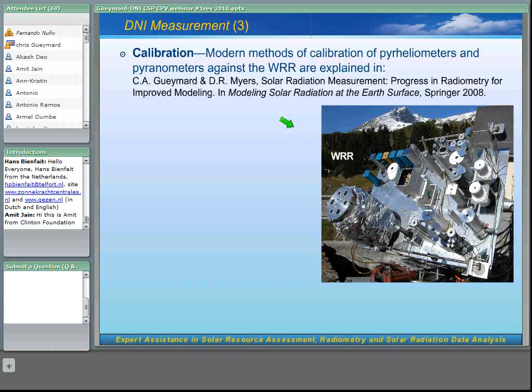Actually, there was such a campaign earlier this year. Usually it's in the fall in Davos. So all the reference instruments from different countries in the world come there and recalibrate their own references. That's how it's done. And the WRR is actually providing a reference to the absolute watt. DNI is measured in watt per square meter, so we need a reference to the watt, and these instruments being electrically compensated, they measure an electric current, which is easy then to obtain the watt.